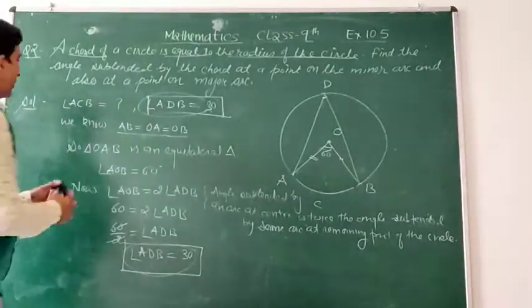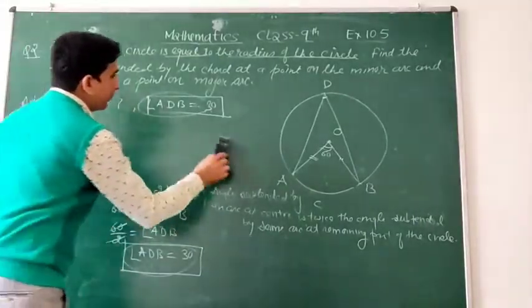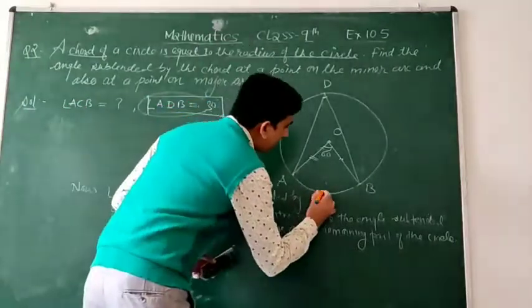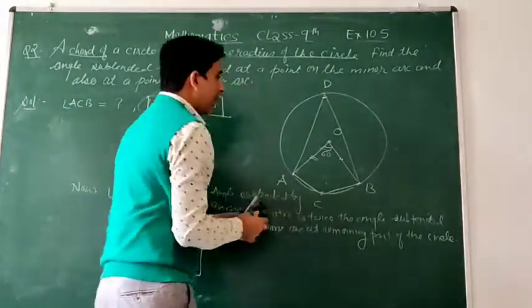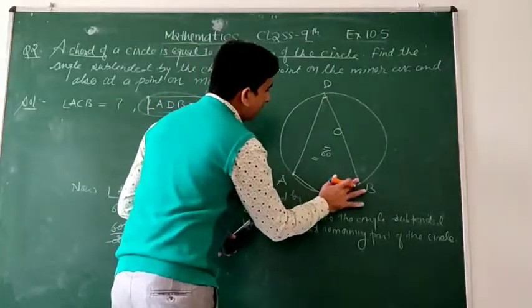Now see in the figure, here is our point C. Join AC and CB and erase all this.